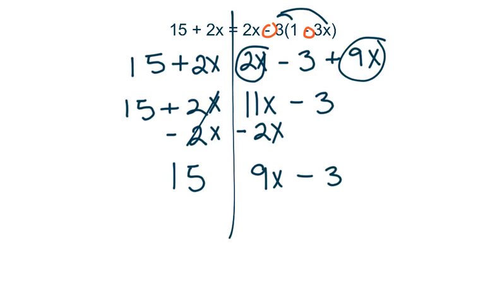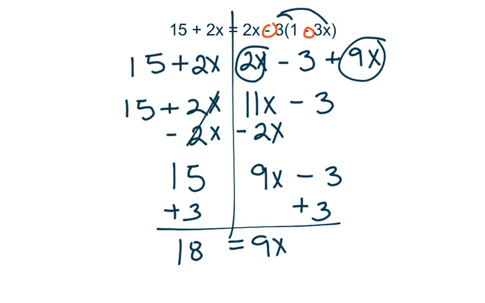Bring down -3. So now we're going to add or subtract our constants. And because 3 is negative, we're going to add it. Don't bring 15 over here, because that means we have nothing left on the left side over here. And we're trying to get everything away from x. All right. So that gives us 18 equals 9x. And I think you can kind of see what the answer is going to be. Divide by 9. And x equals 2.